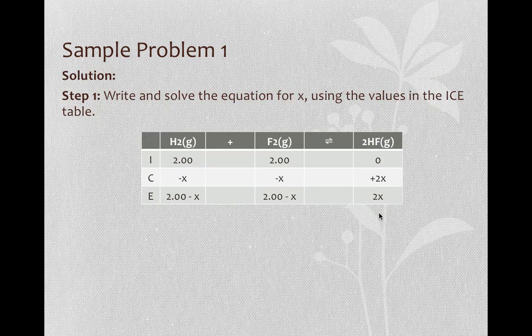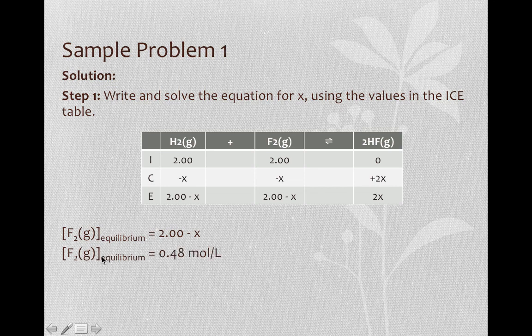So now that we have it set up, we have our ice table. Now we can go through to try to solve for the equilibrium concentrations. And in the question, we're given some really important information. Based on our ice table, we know that the concentration of F2 at equilibrium is equal to 2 minus x. We are told in the question that the concentration of F2 at equilibrium is equal to 0.48 moles per liter. So now we know that the concentration of F2 is equal to 2 minus x, and it is also equal to 0.48 moles per liter.